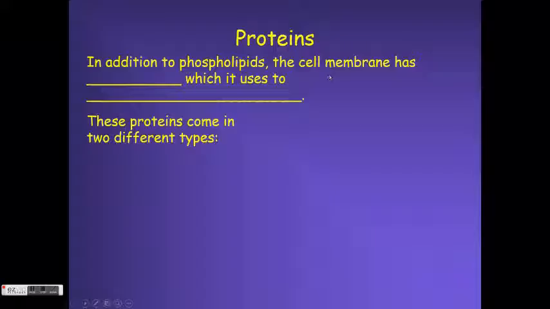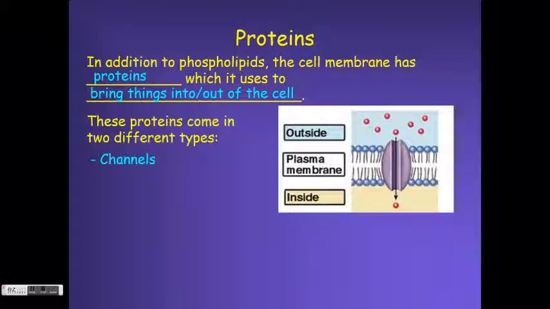In addition to phospholipids, we find these proteins. The cell membrane has proteins, and what it uses them for is to bring things into and out of the cell. The phospholipids really just act as a barrier, but it's the proteins that do all the heavy lifting of determining what goes in and what doesn't, and then actually bringing those objects into the cell. These proteins come in two different types.